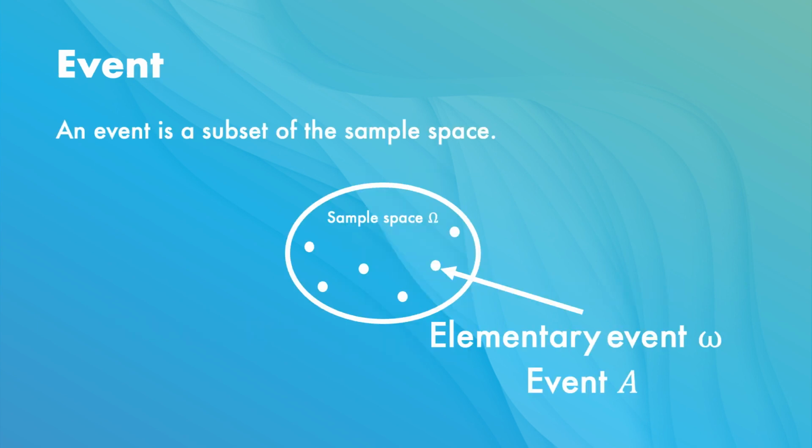But you heard me talk about elementary event, and you might think, what is an event? Well, an event is simply a subset. So if you remember set theory, you have sets and you can have subsets. And since the sample space is a set, the event is just a subset. So it's a collection of elements that belong to the sample space.